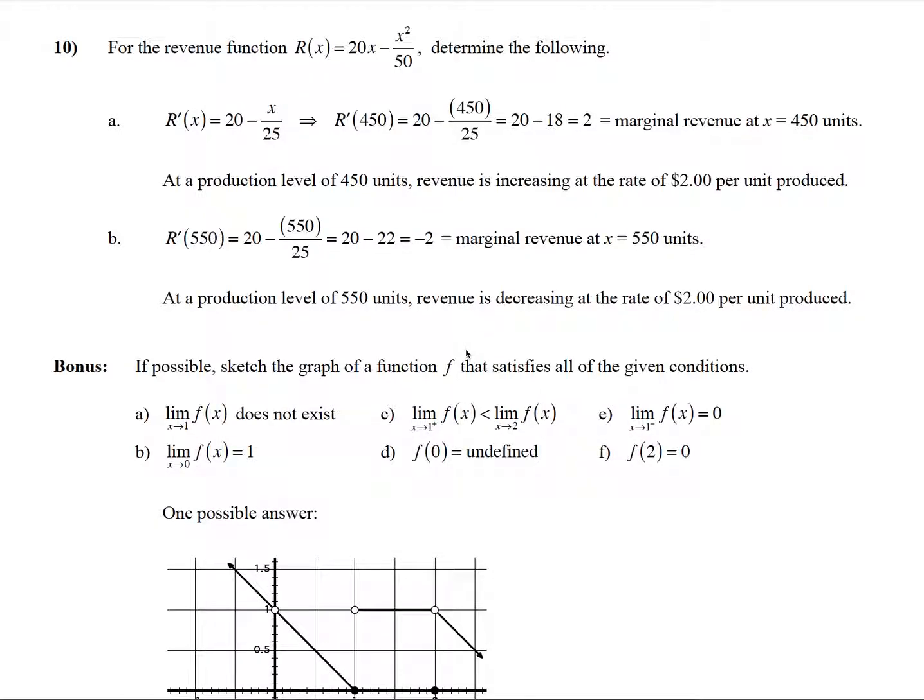Our last review video covers question 10 and the bonus. In question 10, you are given a revenue function. Revenue, remember, is the amount of money being taken in by any commercial enterprise. And we're asked to determine the marginal revenue at a production level of 450 units.